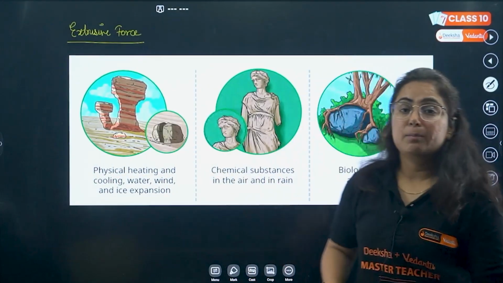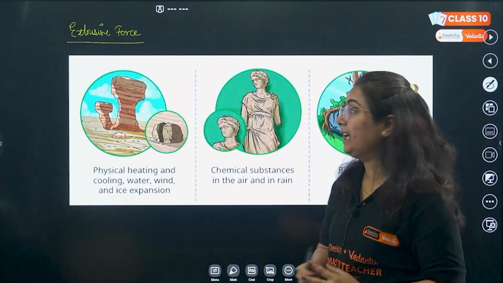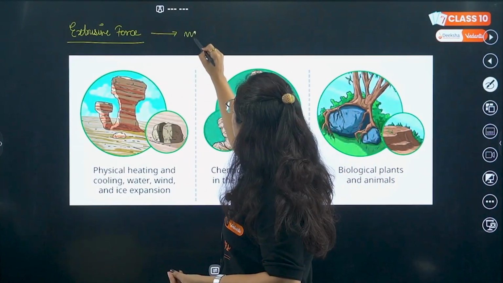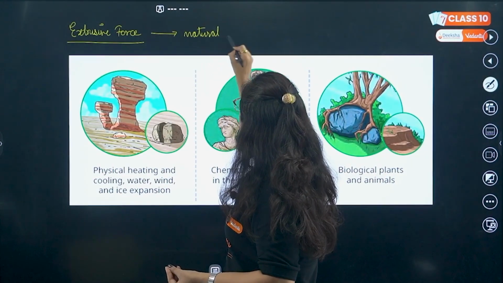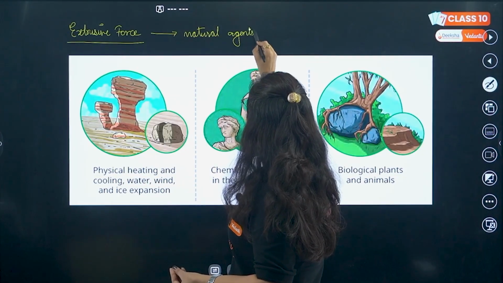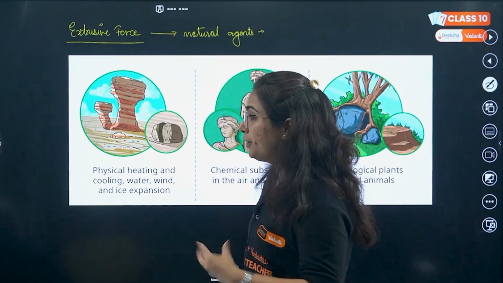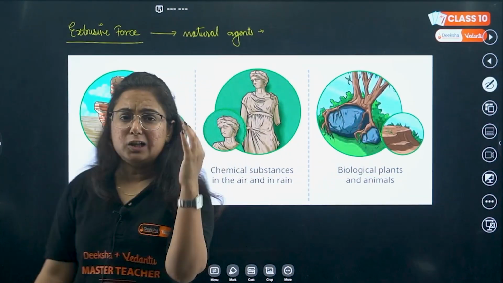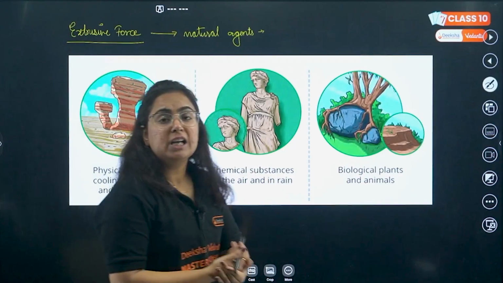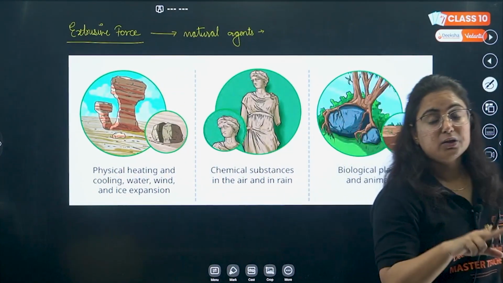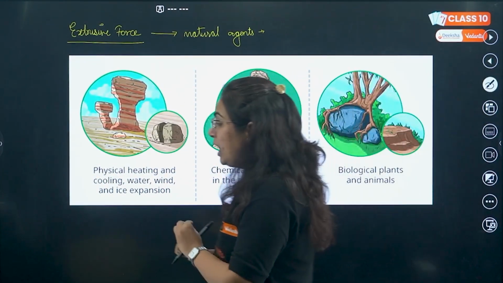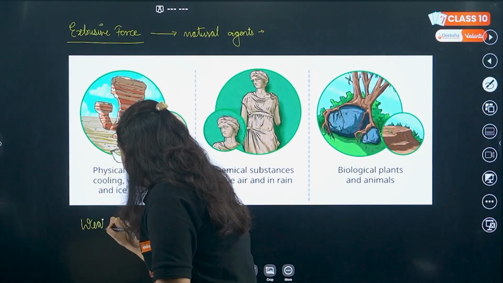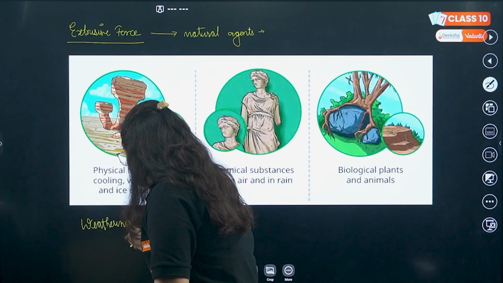Now what happened because of these extrusive forces, which are created by natural agents like running water, wind, oceanic water, rainfall it can be, and a lot of features. There are changes in the landforms. In that respect, we have to understand certain phenomena. In that, the first one is weathering.